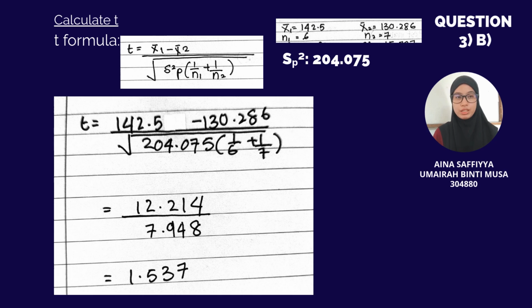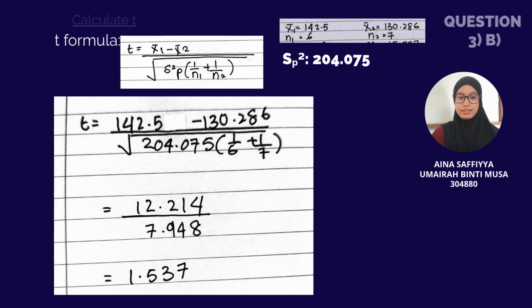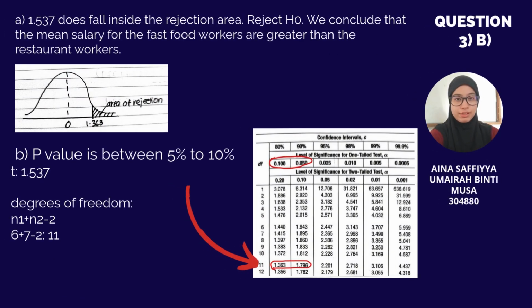And then we calculate and we will get 204.075. And then we calculate T using the T formula with X bar for fast food 142.5, sample size of fast food 6, X bar for restaurant 130.286, sample size for restaurant 7. The pooled sample standard deviation is 204.075. So the T value is 1.537. So 1.537 does fall inside the rejection area.